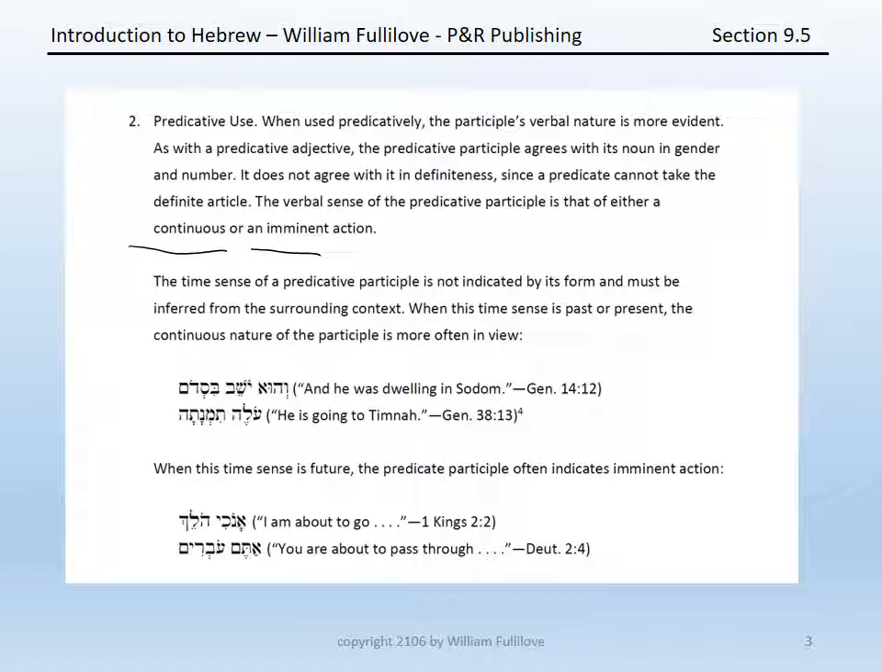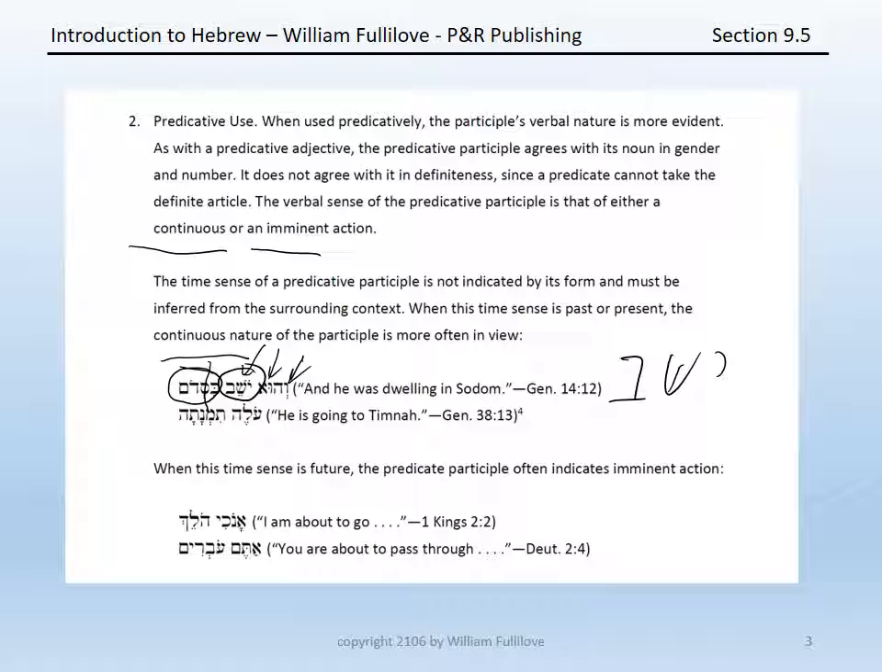When the context is that of a past or present action, most often the continuous nature of the participle is in view. Consider Genesis 14:12, vehu yoshev bisdom. Vav, which you know is the connector, and hu, which you know from section 1, is he, the independent personal pronoun. Yoshev is the qal active participle, masculine singular, of the verb yashav, to dwell. So, and he, continuous action, was dwelling, prefixed bet, in, and then the noun Sodom.